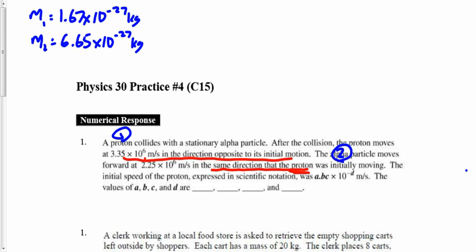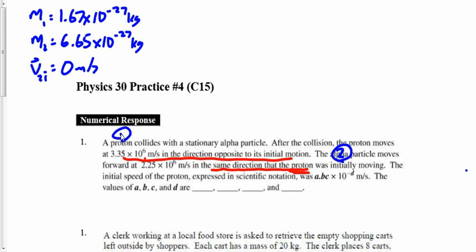The alpha particle is stationary, so I'm going to say it's 0 meters per second. Is that V1 or V2? The alpha particle is initially stationary. Is that V1 or V2? Yep, V2. V2I or V2F? Good. The initial velocity of the alpha particle is 0.